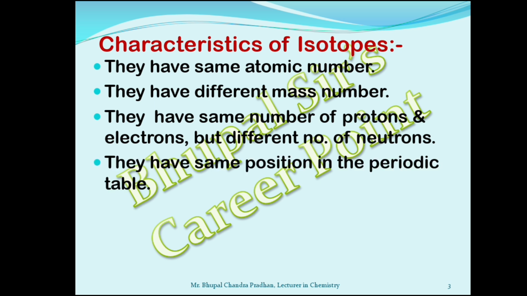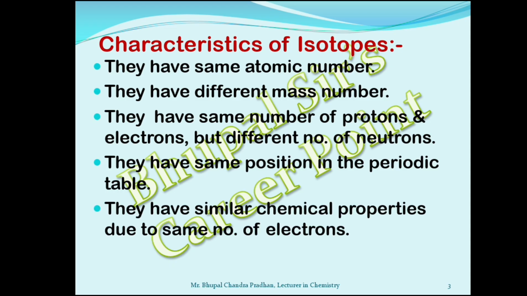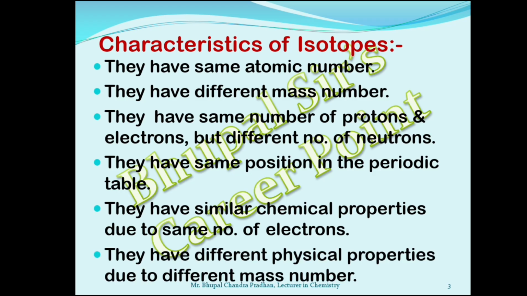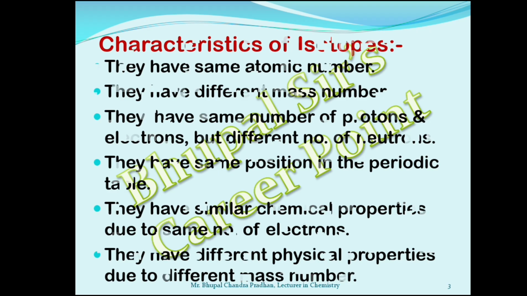They have same position in the periodic table due to same atomic number. They have similar chemical properties due to same number of electrons. They have different physical properties due to different mass number. These are the different characteristics of isotopes.